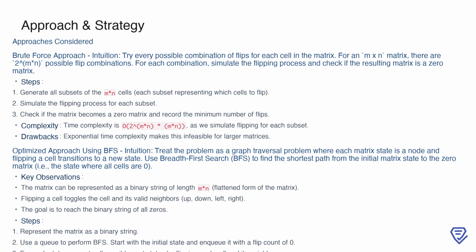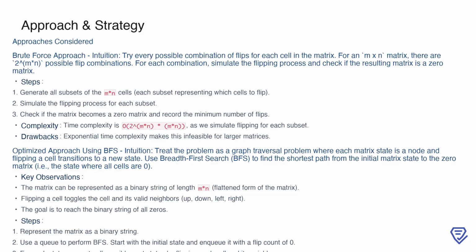The brute force approach involves trying every possible combination of flips for the cells in the matrix. For an M by N matrix, there are 2^(m*n) potential combinations of flips. For each of these combinations, we simulate the flipping process and check if the resulting matrix becomes a zero matrix. The steps include generating all subsets of cells to flip, simulating the flipping for each subset, and recording the minimum number of flips required to achieve the zero matrix. However, due to the exponential growth in the number of combinations, the time complexity of this approach is O(2^(m*n) * m*n), which is computationally infeasible for larger matrices.